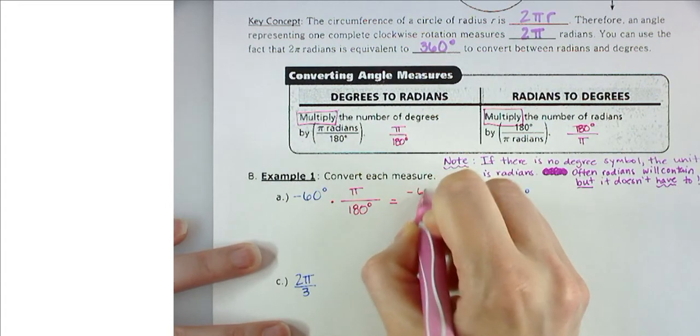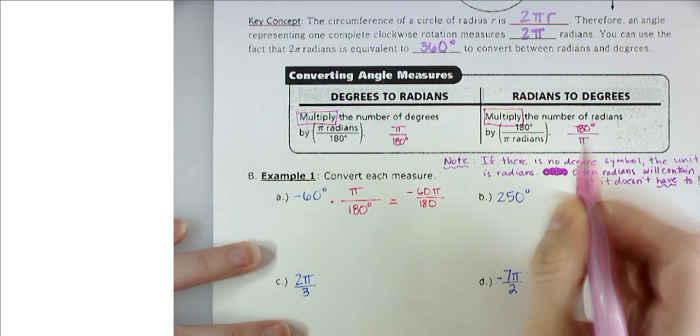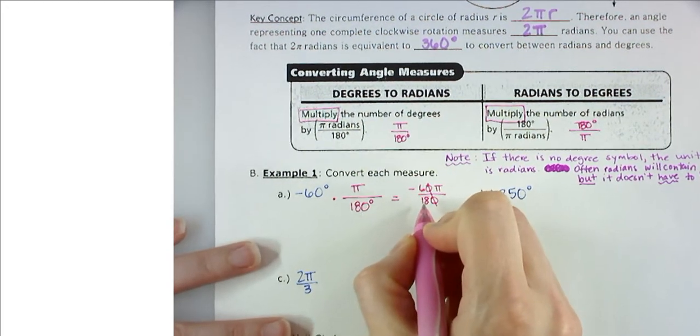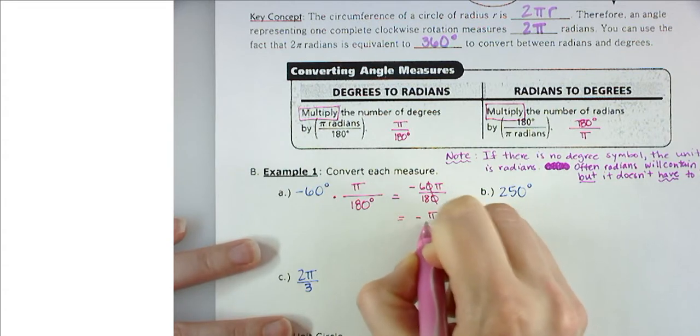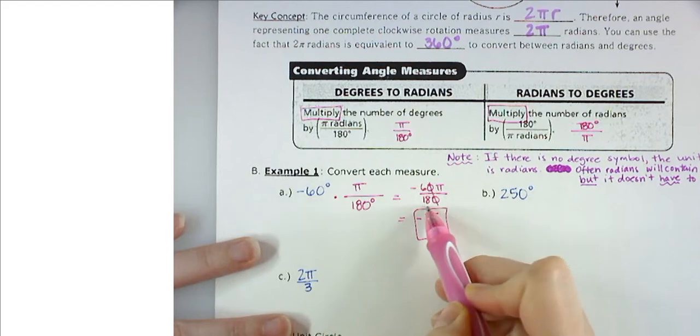Divide by 10, we know that 6 goes into 18 3 times. So this would be negative pi over 3. 6 over 18 reduces to 1/3, and then you just don't need to put the 1 because you have the pi there.